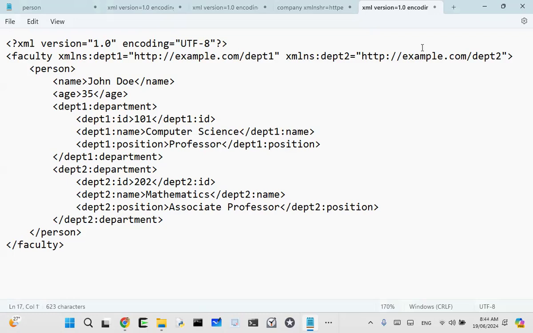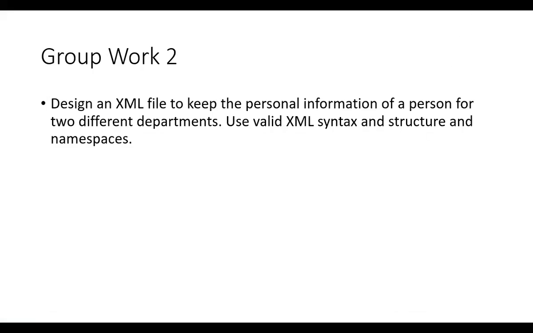So maybe he wants to represent that he's working for 2 departments. I don't know, that might be a little bit confusing, I guess. But I can't complain. Overall, the structure is okay, and I think you have correctly used the namespaces. Anyway, thanks a lot for sharing your answer.